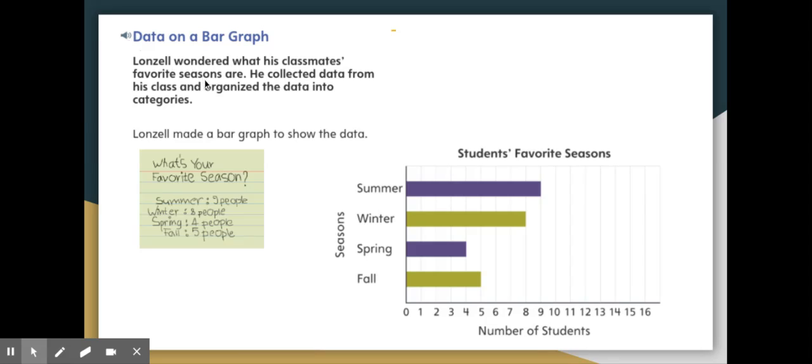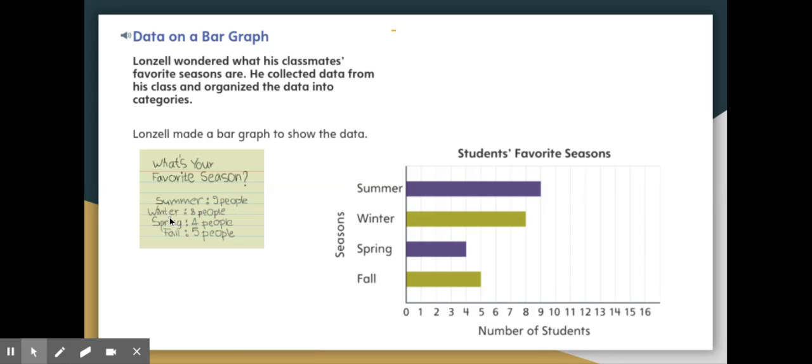Lonzel wondered what his classmates' favorite seasons are. He collected data from his class and organized the data into categories. Lonzel made a bar graph to show the data. So here's what he asked. What's your favorite season? And he wrote down how many said each kind.